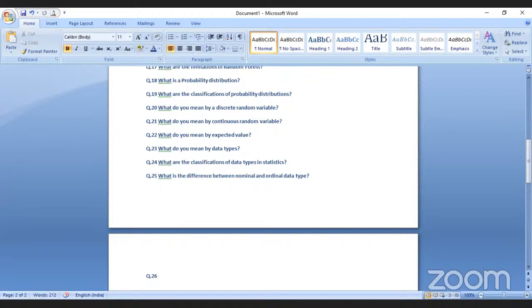How is interval data type different from ratio?